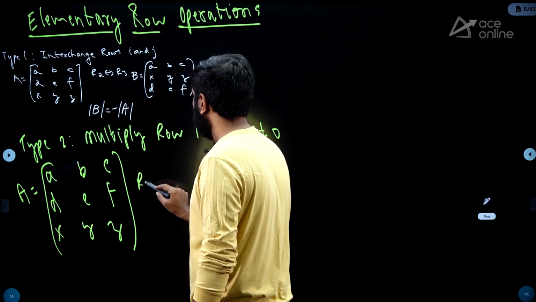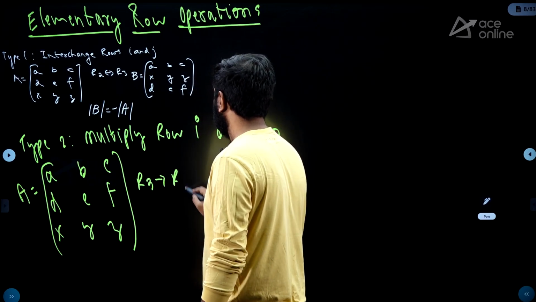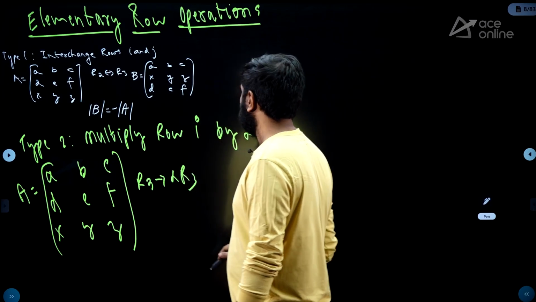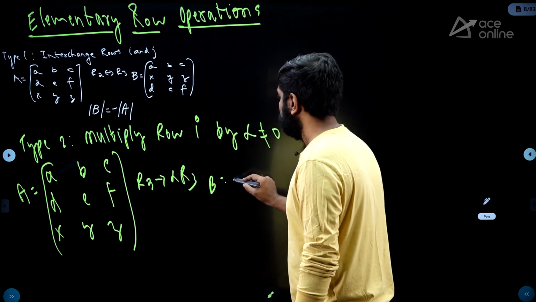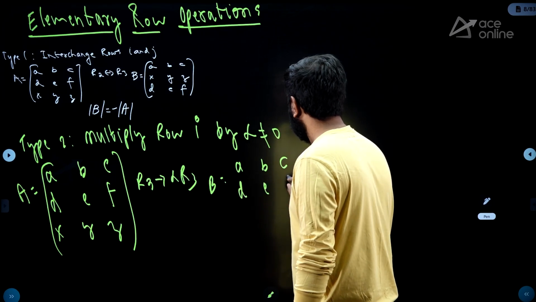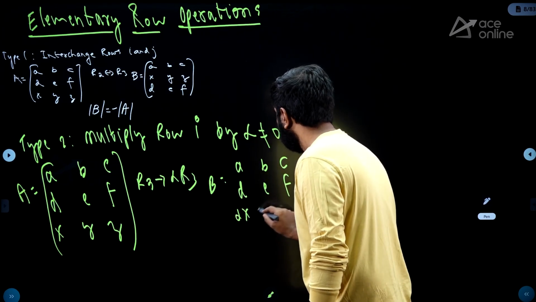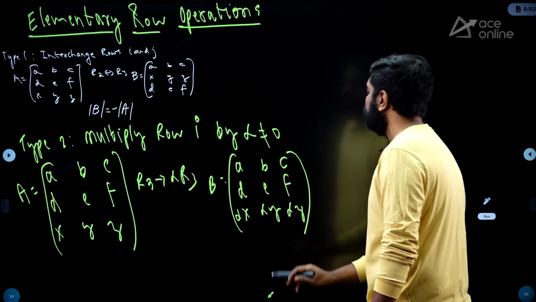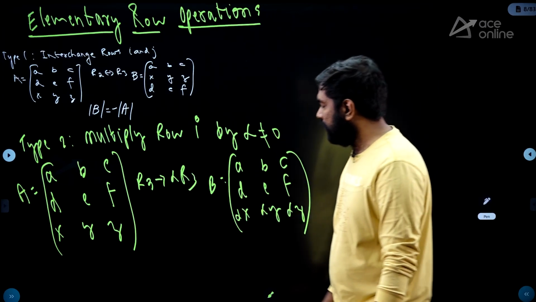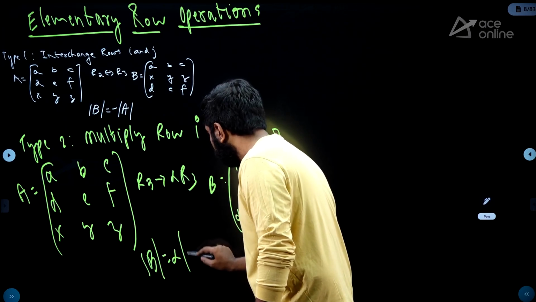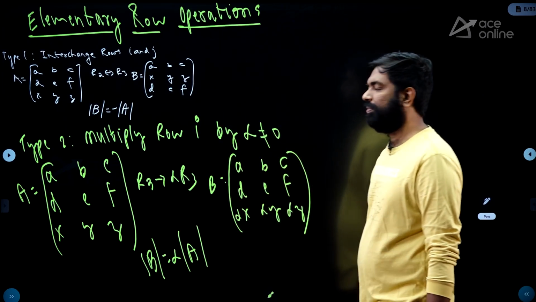Let's say you have multiplied R3 with alpha. Then the new matrix is A, B, C, D, E, F, and then this is alpha X, alpha Y, alpha Z. How are the determinant of A and the determinant of B related? So try to recollect this. The determinant of B is alpha into determinant of A.